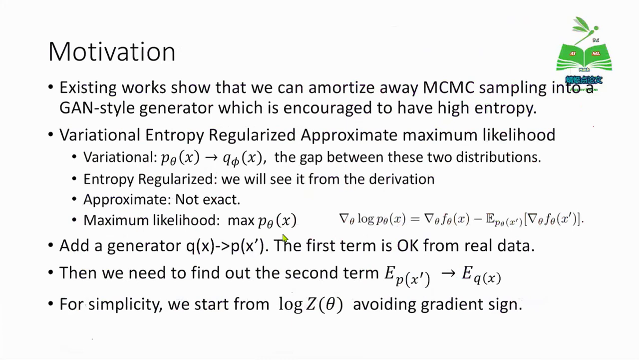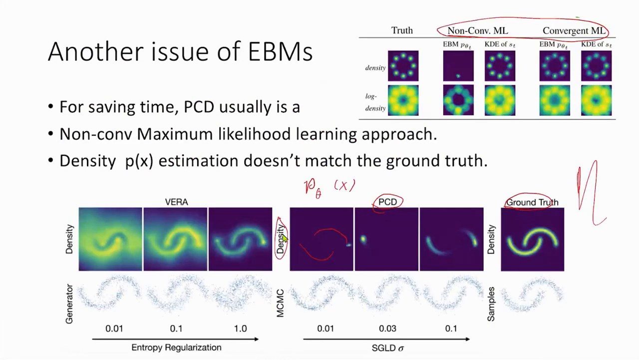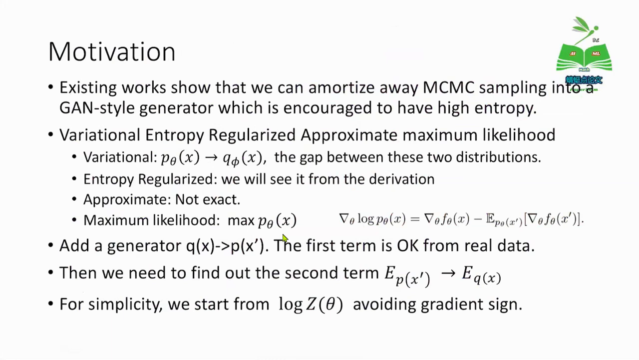So we have talked about the motivation. There are several issues. One is the instability, another one is that it's slow, the computation is time-consuming, and the third one is that the density estimation is not exact. So they found existing work showing that they can amortize away the MCMC sampling into a GAN-style generator.